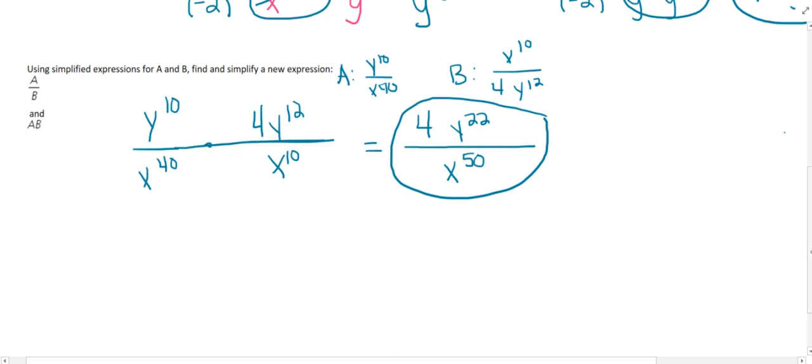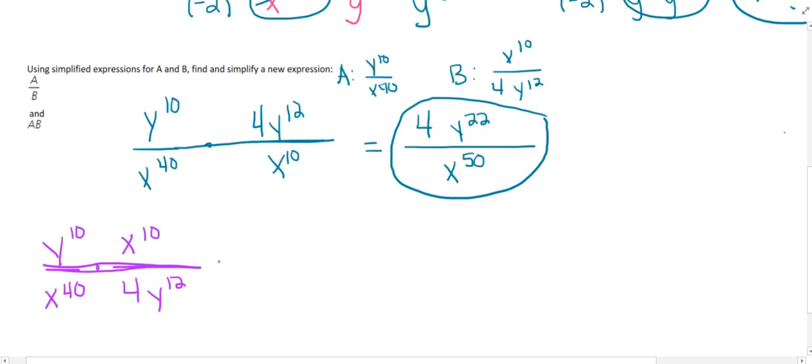And then the second one, I am multiplying the two expressions. So remember, I did end up multiplying in the first one, but I did flip this. So let's see what they look like with just straight multiplication. That's going to be y to the 10th over x to the 40th times x to the 10th over 4y to the 12th. Okay, now we are multiplying, so we can just extend this line. And here's what it would look like.